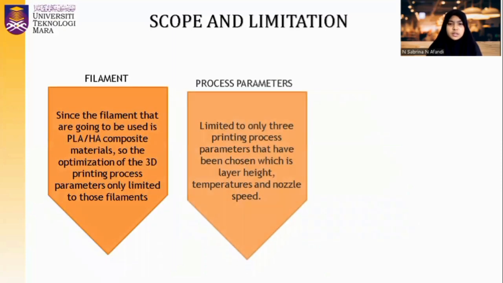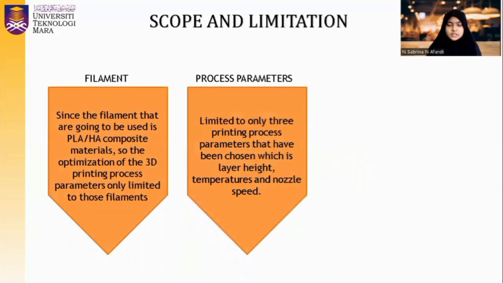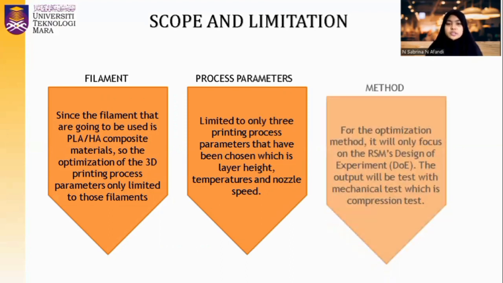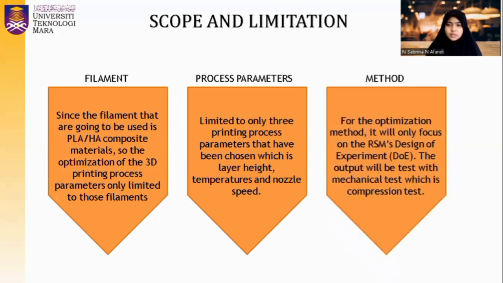For scope and limitation. For the filament, since the filament that is going to be used is PLA-HA composite materials, the optimization of the 3D printing process parameters is only limited to those filaments. Process parameters: we only choose 3D printing process parameters that have to be optimized, which is layer height, temperatures, and nozzle speed. And for the methodology, for the optimization method, it will only focus on the RSM design of experiment. The output will be tested with mechanical test, which is compression test.